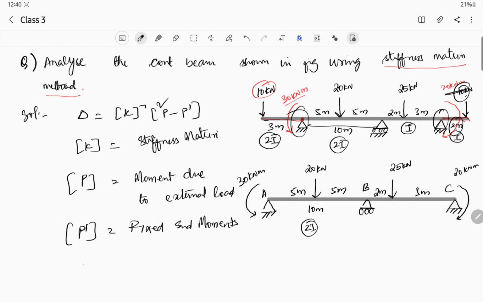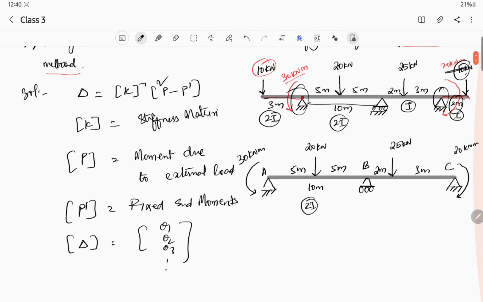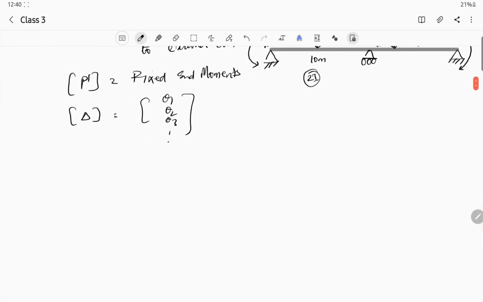And what is this delta? Delta is nothing but our theta 1, theta 2, theta 3 and so on, isn't it? These are our thetas, delta. So the very first thing we do here is go back to our previous cases.